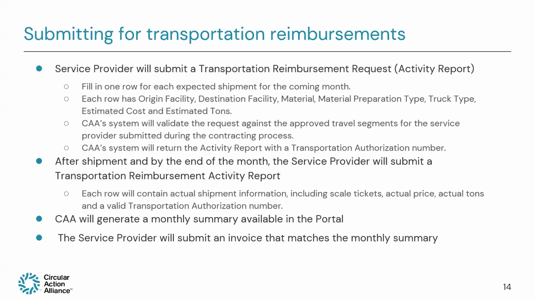But the service provider, so each of you will submit an activity report at the end of the month. So it'd be a separate one. You'll have your request at the beginning of the month, and generally at the end of the month, or after you've completed the shipments, you'll upload the information. This will include each scale ticket that you have, the actual price, tons, and obviously the transportation authorization number.